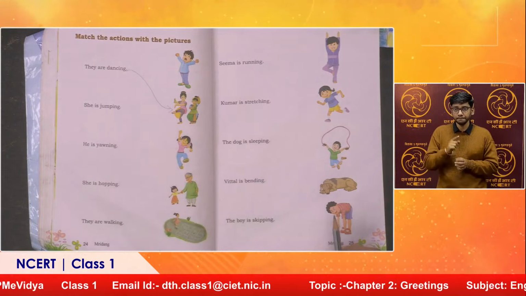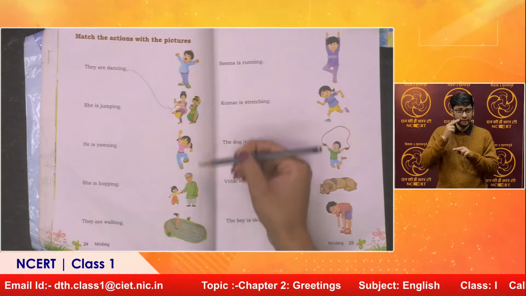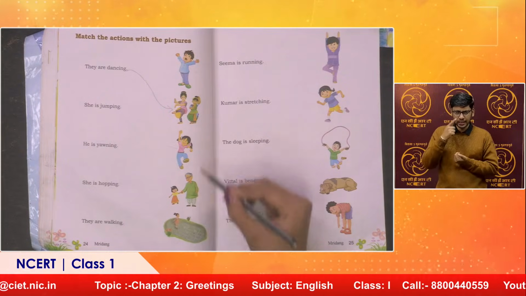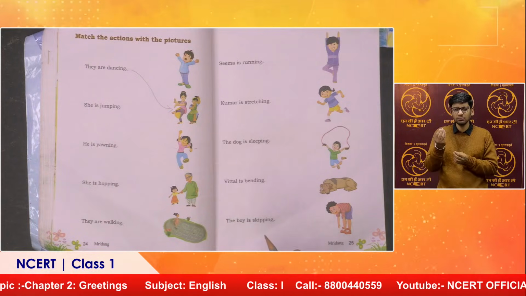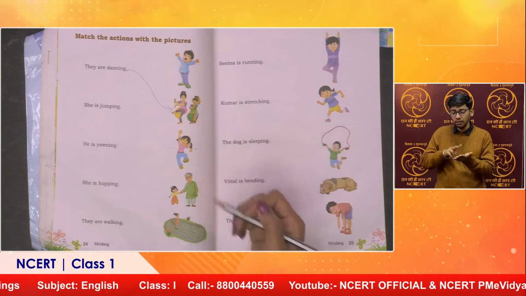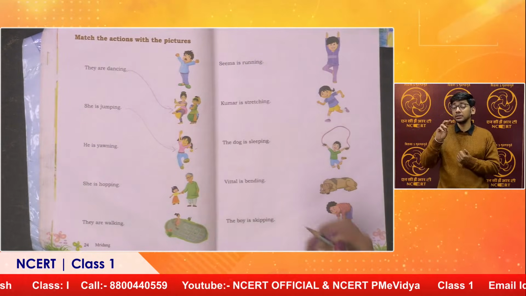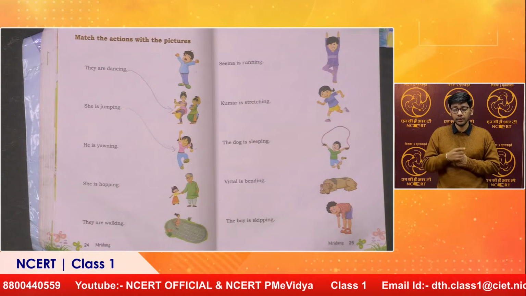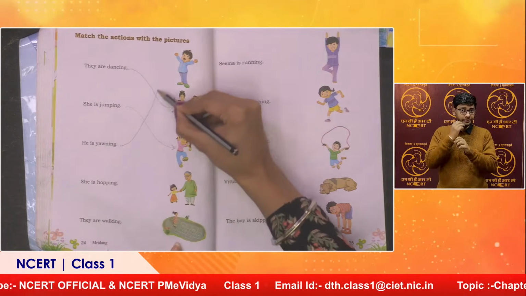Next one is she is jumping. Ma'am, if you could help me, which one is it? Maybe the last one, or is it the third one? Yes, it could be. See, jumping and hopping, very little difference, right? Hop means small jumps. You can say half jump is hop, and jump is a proper full-on jump. So I can see the third girl is jumping. Next, he is yawning. That has to be the first guy. Yes, it is absolutely the first one, right?